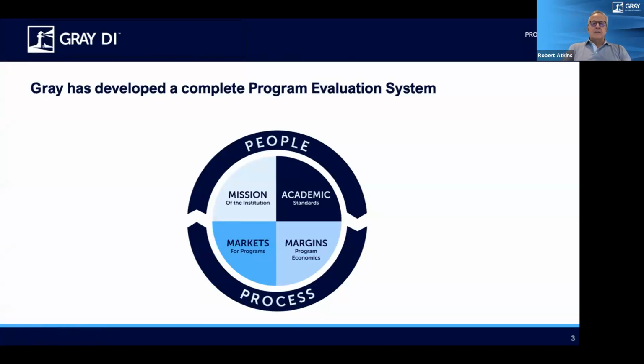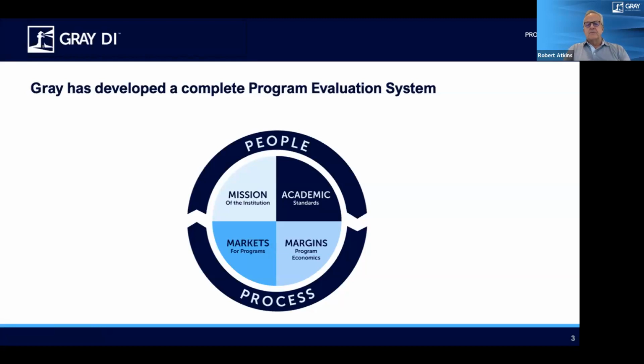So we believe that Gray DI, as we now call ourselves, Gray Decision Intelligence, has developed really the only complete program evaluation system. There are other folks who have systems that do part of the work. They might, for example, tell you about labor markets, or they might tell you about financials for a given program, but they don't integrate all the data you need in order to make an informed decision.